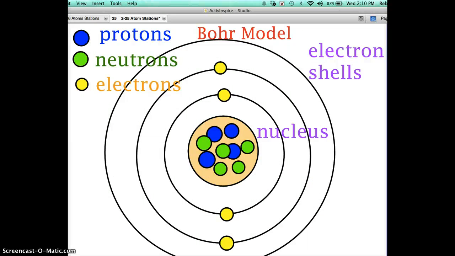So some guy named Niels Bohr came up with a way to draw or represent the atom, and it works pretty well. You have protons and neutrons in the center, in the nucleus, with the blue and green balls there, and around the outside orbiting we have electrons represented by yellow.